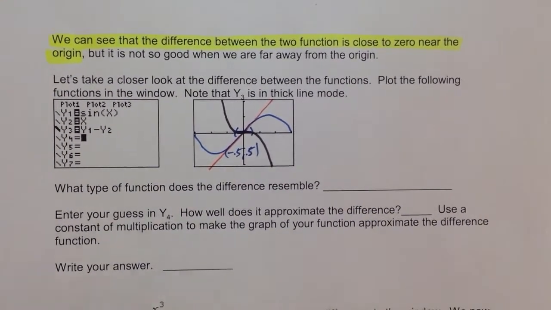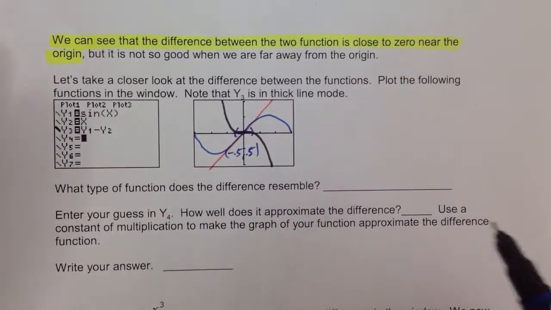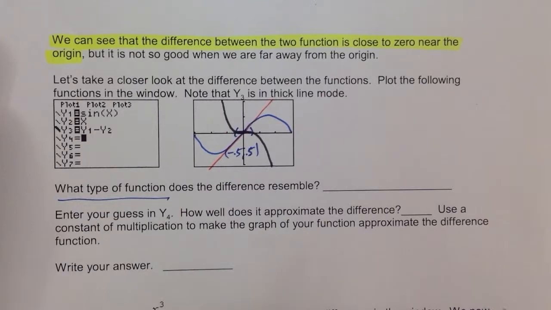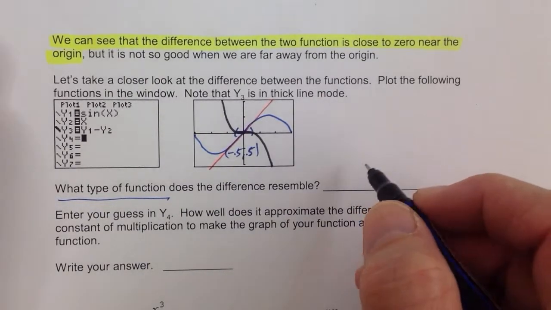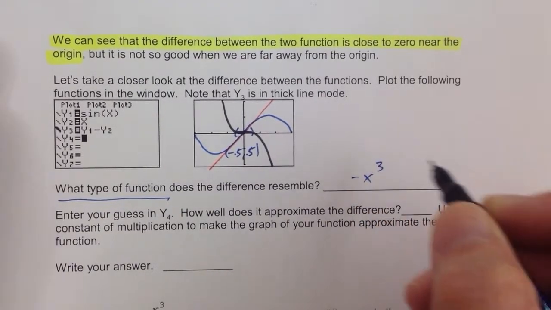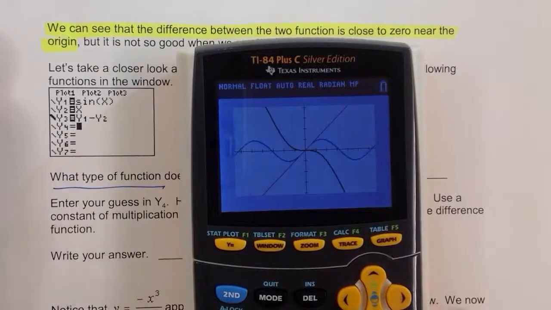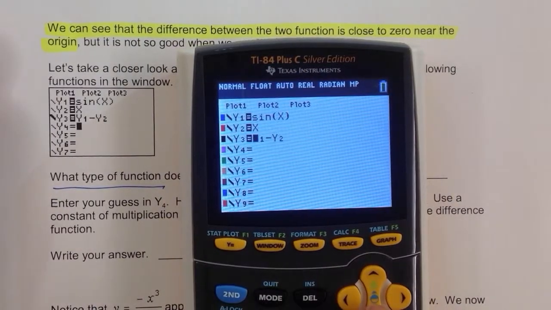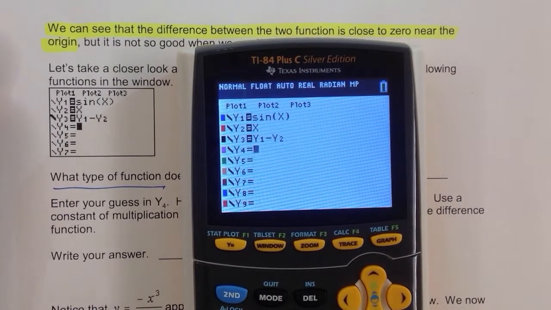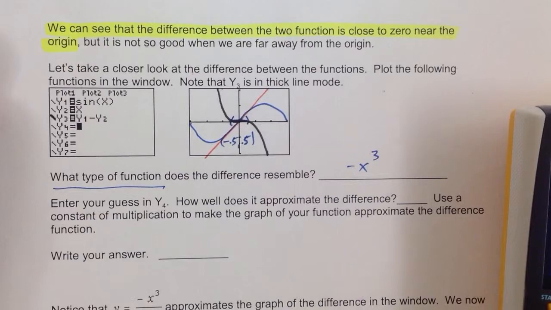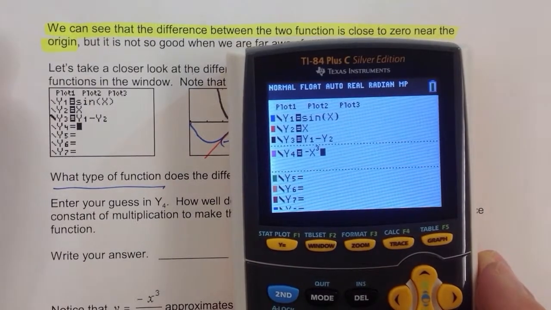First of all, the shape of the black curve representing our error, what type of function does that difference resemble? Well, it looks like an x cubed, like negative x cubed. Enter your guess in y4. How well does it approximate the difference? If we put negative x cubed into y4, we want to know how well it approximates the difference.